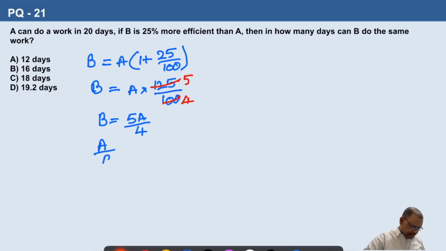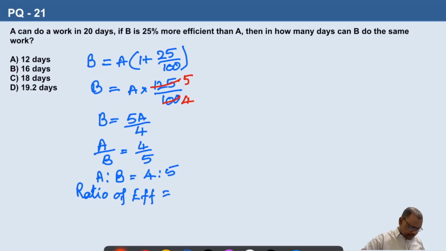A by B is equal to 4 by 5. A is to B is equal to 4 is to 5. This is the ratio of efficiencies. The ratio of efficiencies is 4 is to 5. Now the ratio of time. Time and efficiency are inversely proportional. So 5 is to 4 is the ratio of time.